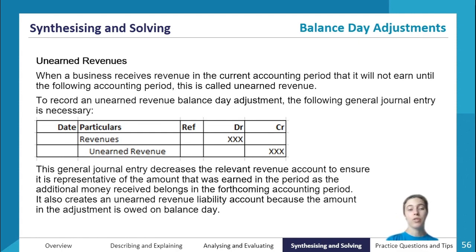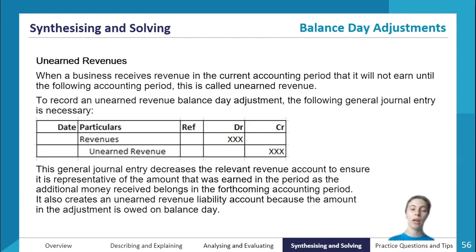Unearned revenues. When a business receives revenue in the current accounting period that it will not actually earn until the following accounting period, this is called unearned revenue. If, for example, a business owns property that it might lease out to another business, then maybe the owner of that other business has paid rent in advance. So the business is getting this rent revenue, even though it hasn't earned it yet.